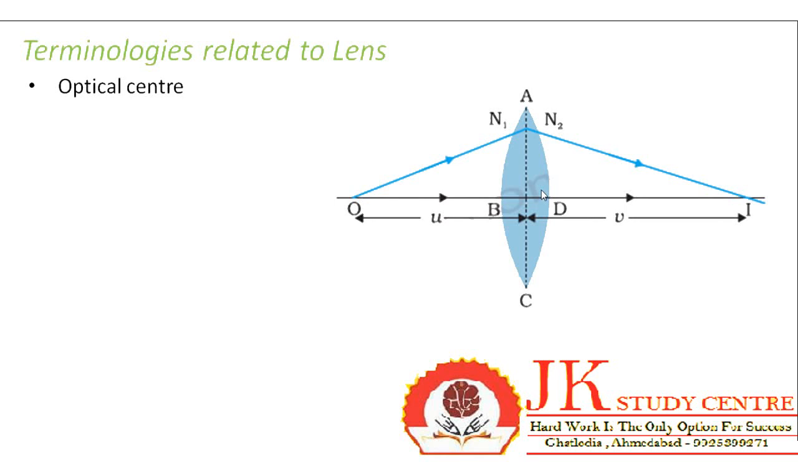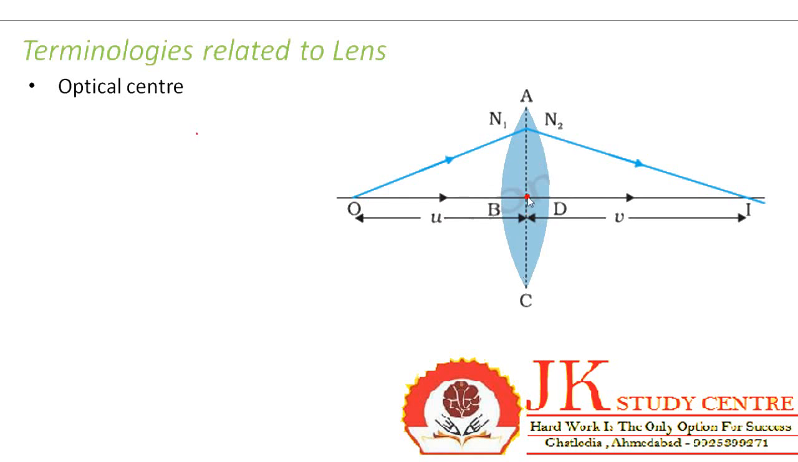Optical center is the center of this lens. Here we have taken the example of a convex lens. A biconvex lens is often referred to as a convex lens, that means both the surfaces are convex. Similarly, a biconcave lens is often known as a concave lens. So throughout the lesson we will be talking about convex lens and concave lens.